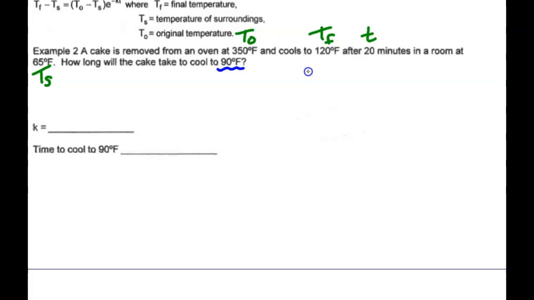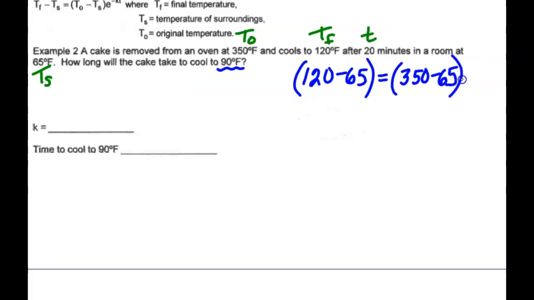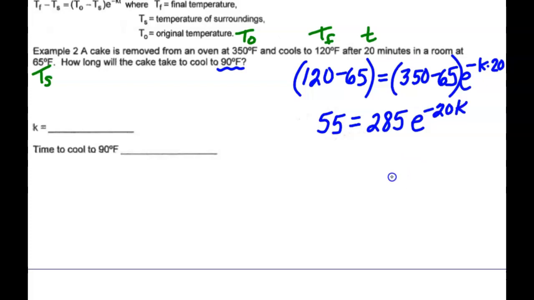Final temperature minus the surroundings would be 120 minus 65, good job, equals original minus the surroundings, which would be 350 minus 65, nicely done, e to the negative, and we're looking for K right now, and the time we have to work with is 20 minutes. All right, 120 minus 65 is 55 maybe? Somebody check me. 350 minus 65 is 285. E to the, and I'm going to write that as 20K, okay? I'm going to switch that negative 20K up there, just because we usually put a coefficient before the variable. All right, what are the steps?